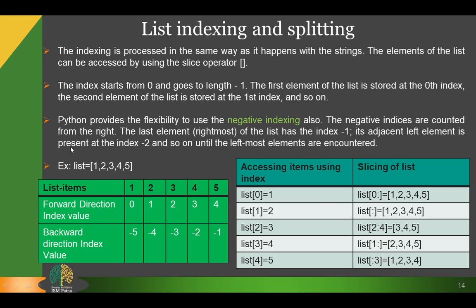You can see for this list 1, 2, 3, 4, 5, list[0:] means here I haven't defined the upper limit, so it will go to the last element. So all the items of the list will get printed: 1, 2, 3, 4, 5. And if I don't give any range, neither lower nor upper, then it will also print the same.